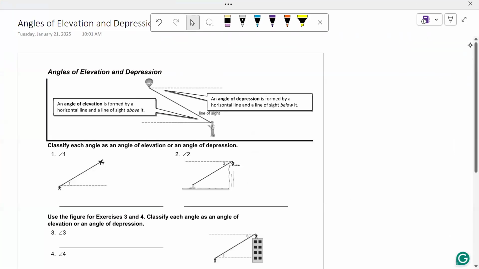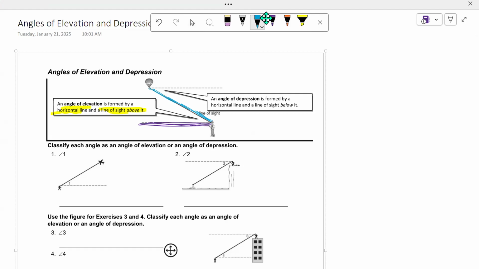All right, so we talked about angles of elevation and depression. For a quick review, an angle of elevation is formed by a horizontal line and a line of sight above it. Okay, so when we're looking at this, here's our horizontal line, and our line of sight is going to be this blue line right here. So it's like vision where you see your line of sight. So right here, Billy Bob is on the ground. He's looking up at the balloon. So if our line of sight is above our horizontal line, then it is an angle of elevation.